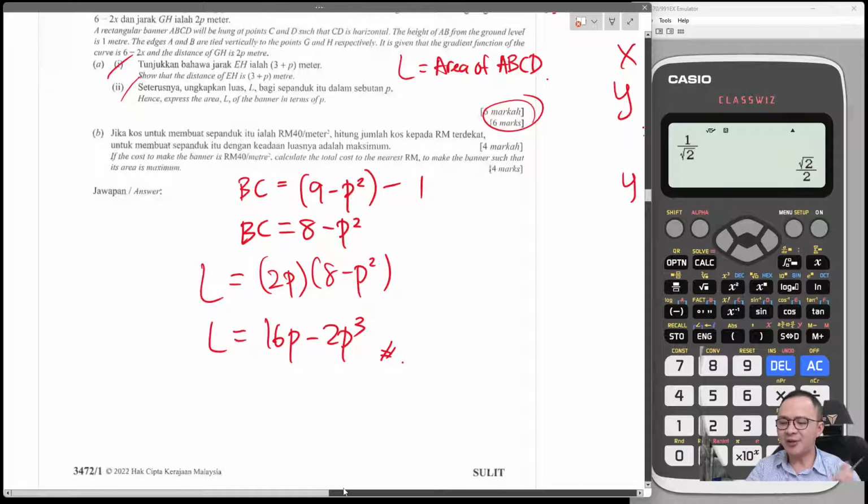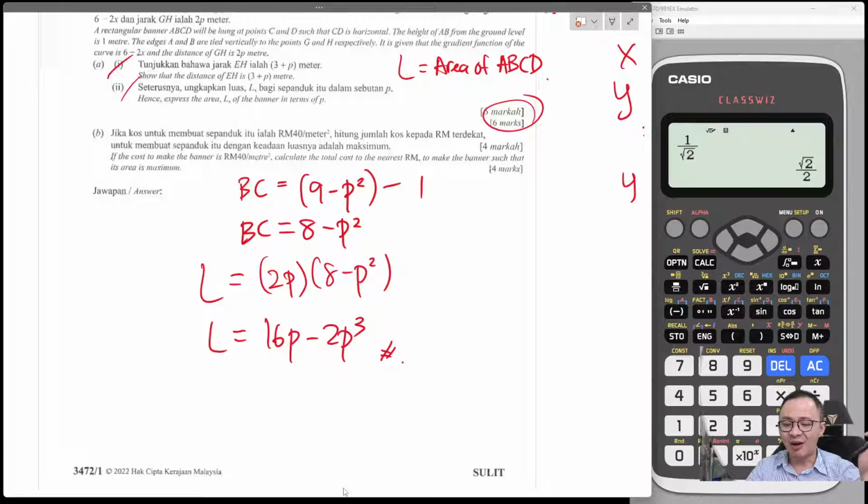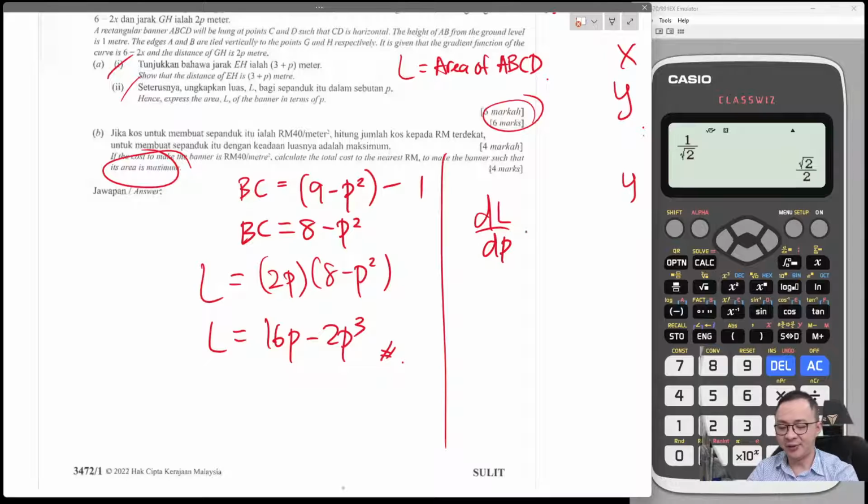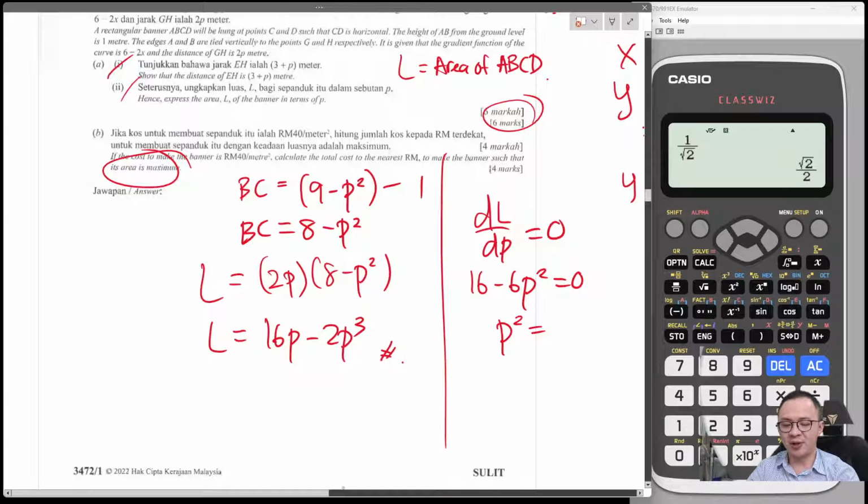Okay, if the cost to make the banner is 40 ringgit per meter square, calculate the total cost to the nearest RM to make the banner such that the area is maximum. I think it's not hard to understand, area is maximum, right? That means we differentiate area, we will get 0. So I will just differentiate this one. I will get 16 minus 6p squared equals 0. So then p squared will equal 8 over 3. You can just solve this one yourself.